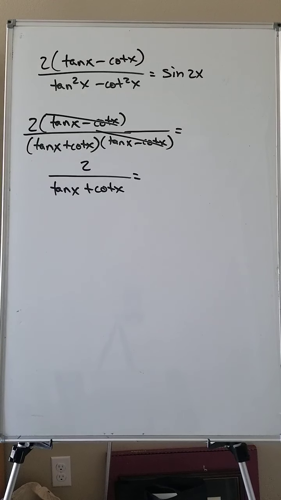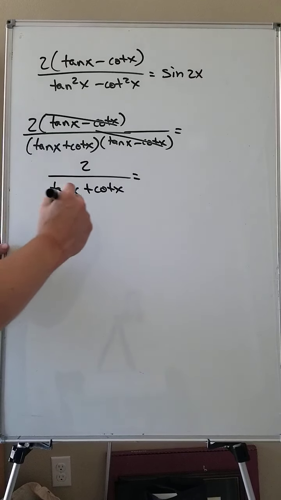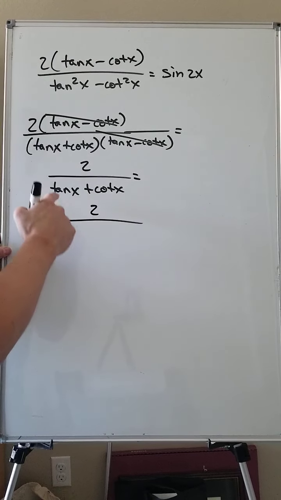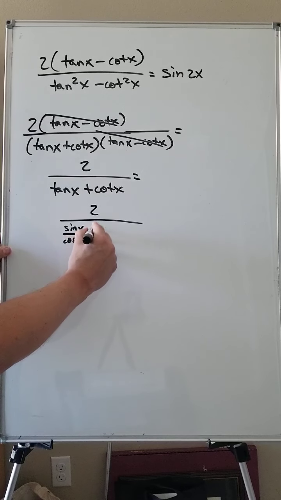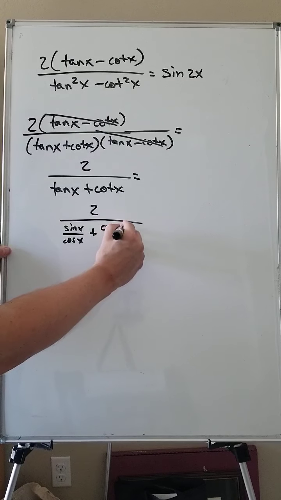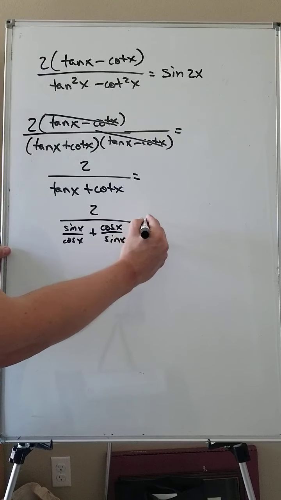So now I can go back to, well, what do we do oftentimes when we get stuck? Well, we do everything in terms of sine and cosine. So let's see what that does for me. So I have 2 over, tangent is really sine of x over cosine of x, plus cotangent is really cosine of x over sine x.